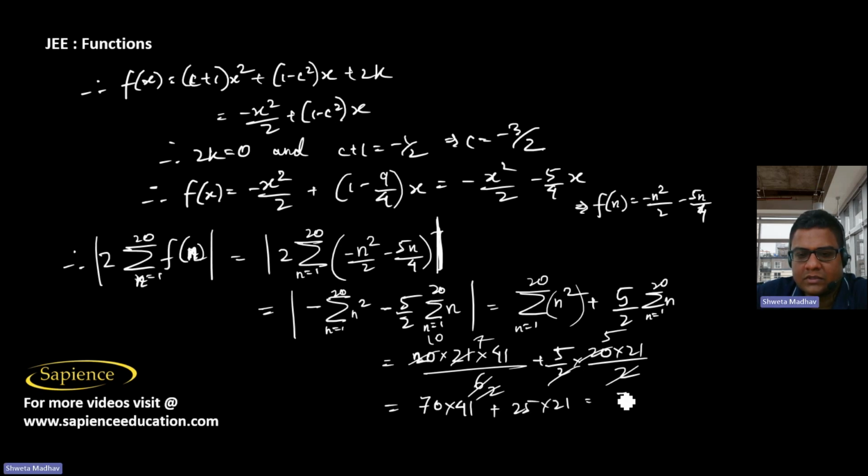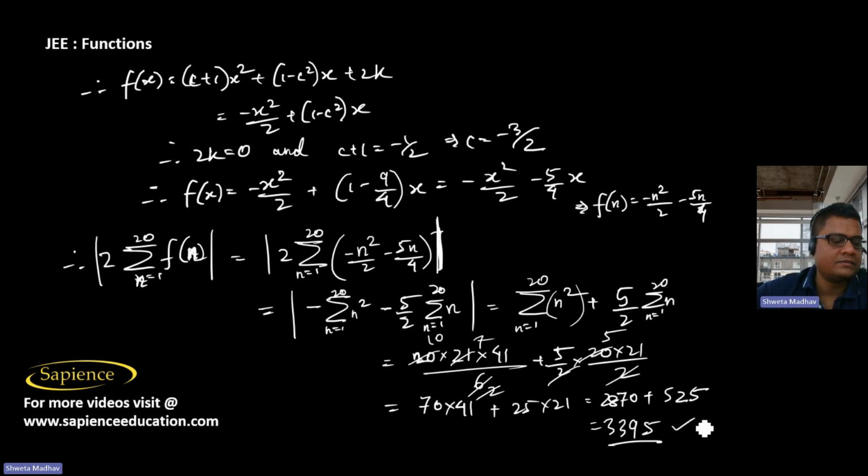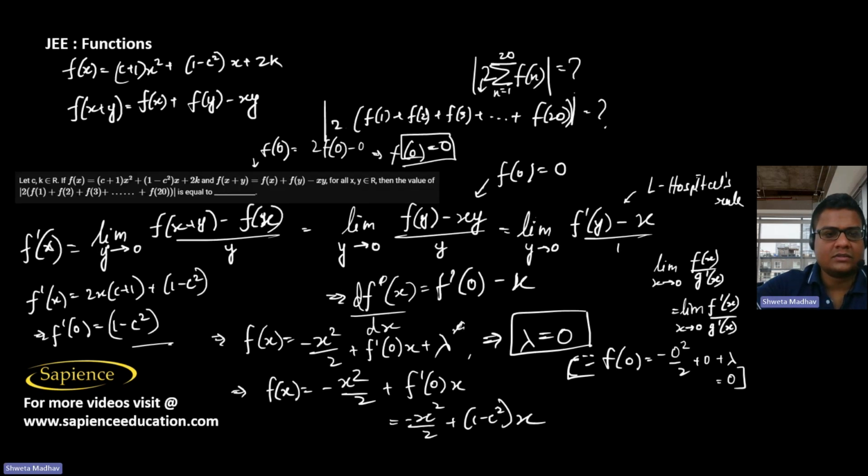So this is 7 1s are 7, 7 4s are 28, 2870, plus 25 1s are 25, 25 2s are 50, 525. So this is equal to 3395. So the answer is 3395.